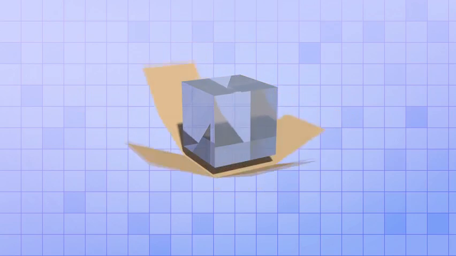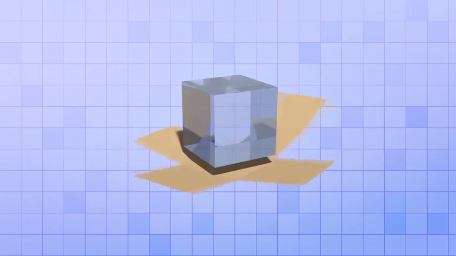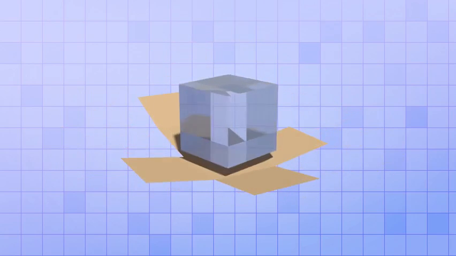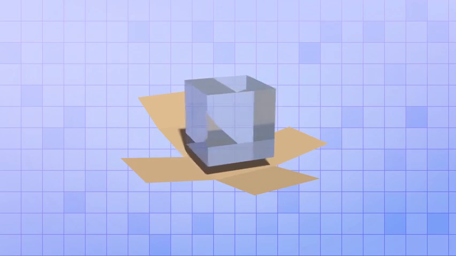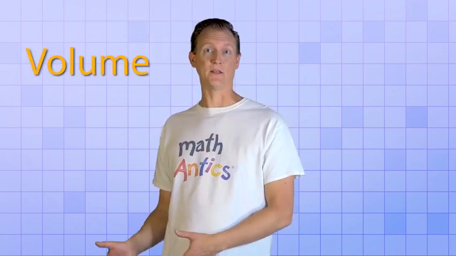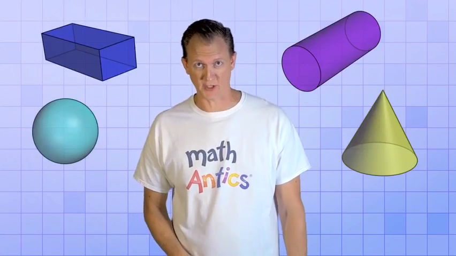If you unfold the box, you can see the 2D area that surrounds the volume, while the volume itself is the amount of 3D space occupied by the ice inside the box. Alright, so now that you understand what volume is, and you won't confuse it with surface area, we're going to spend the rest of the video learning how to calculate the volumes of some basic geometric shapes.